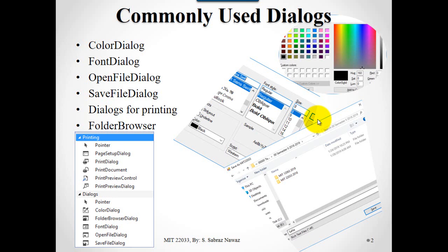And the last one is folder browser dialog box. We use to detect a folder. In the case of open file and save file, we use to pick the file name with the paths. But in the case of folder, we don't pick the file name, we just detect the folder path only. Okay, we will see one by one now.